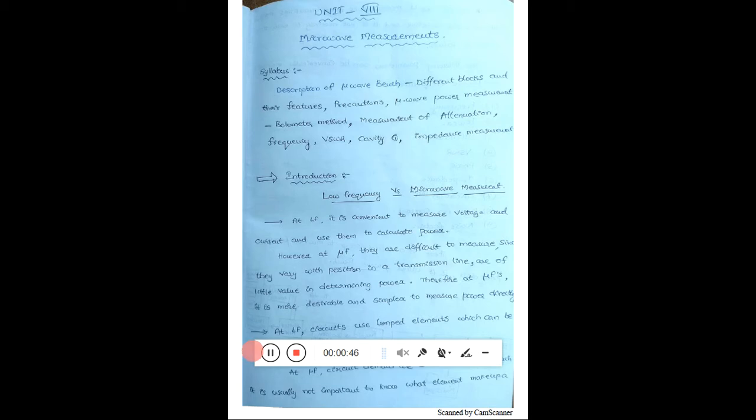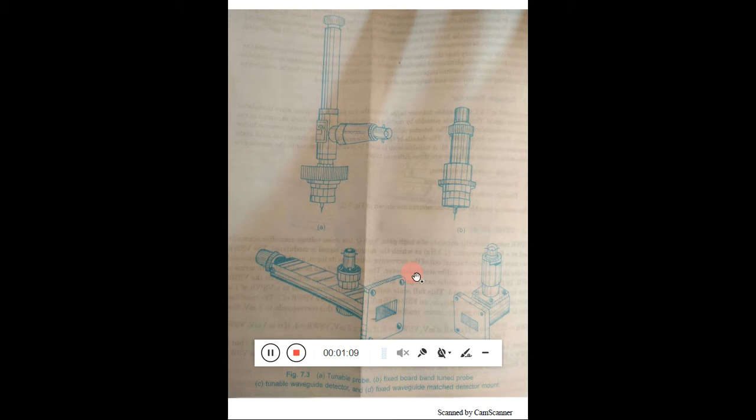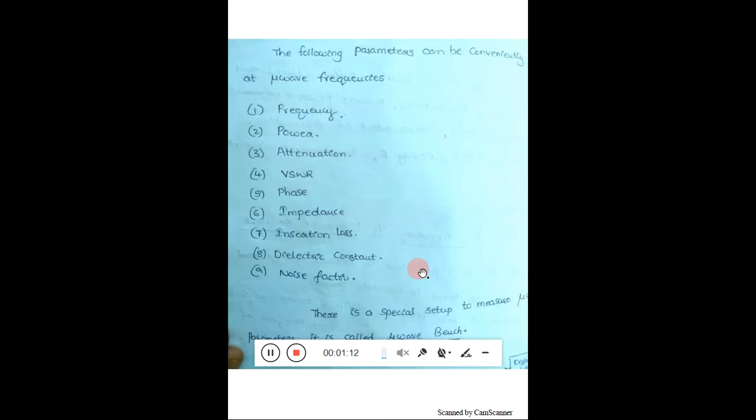But we can't measure the power directly. So using those two parameters only, voltage and current, you can measure the other quantities. At microwave frequencies these are very difficult, since they vary with the position in the transmission lines. But power can be measured directly at microwave frequency, which is very simple, and some other parameters. The following parameters can conveniently be measured at microwave frequencies, but these are not possible at low frequency components.